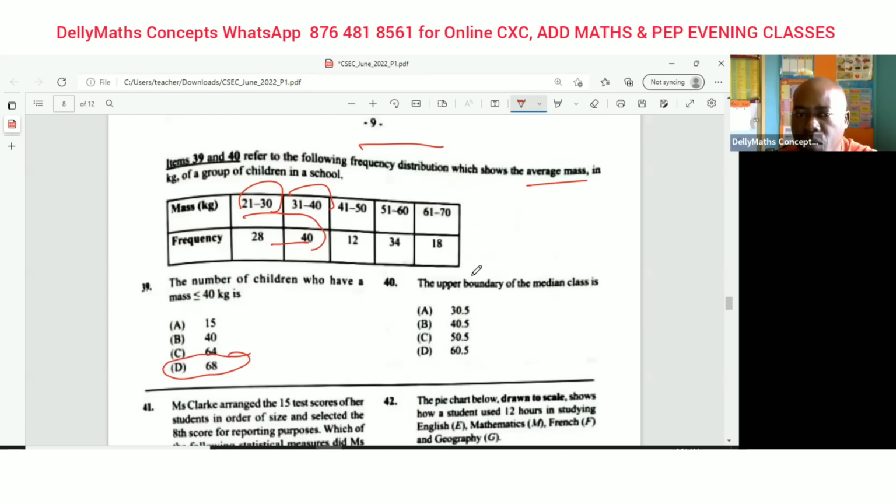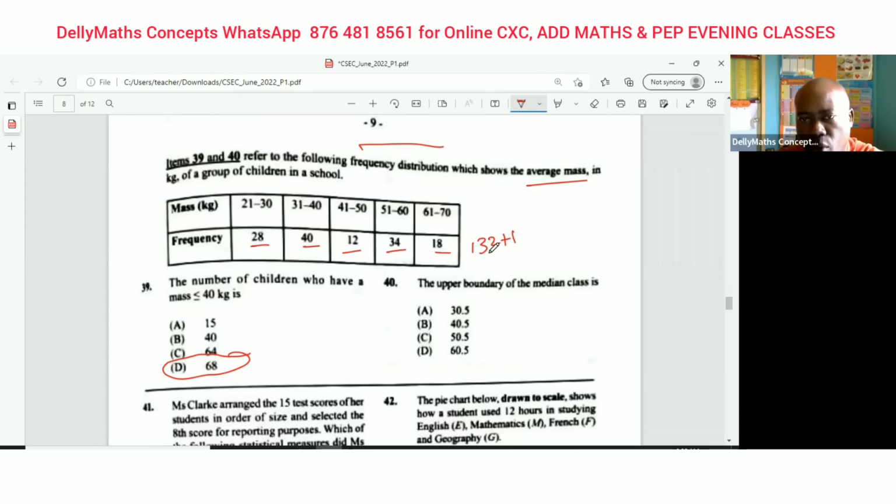The upper boundary of the median. We need to know where the median is. If we want to know where the median is, we have to work it out because they never told us. So we're going to add up everything here: 28 plus 40 plus 12 plus 34 plus 18. We want to add that up and find a way to get the median. So when we add those up, let me just check this quickly. Okay. All right. So that's 132.